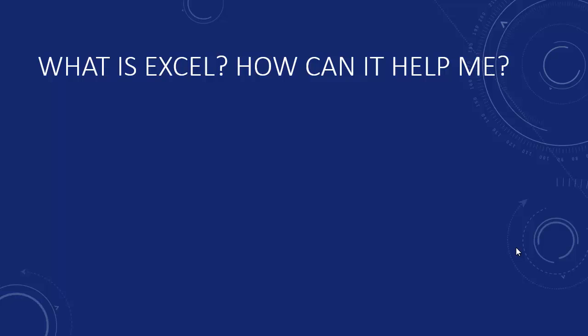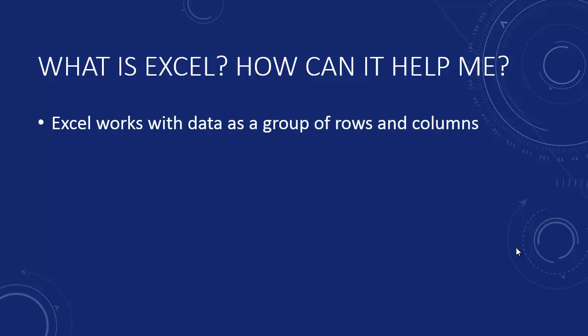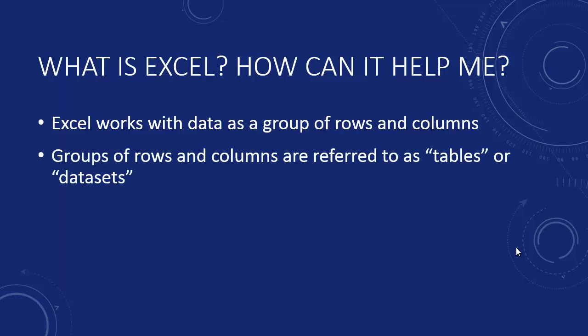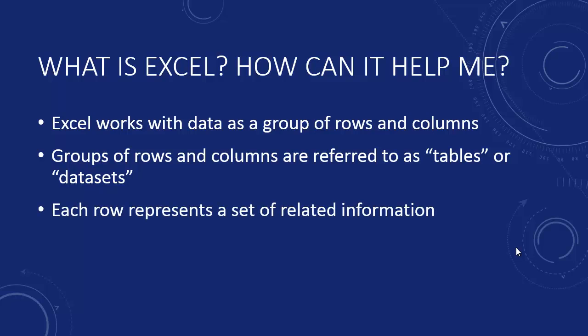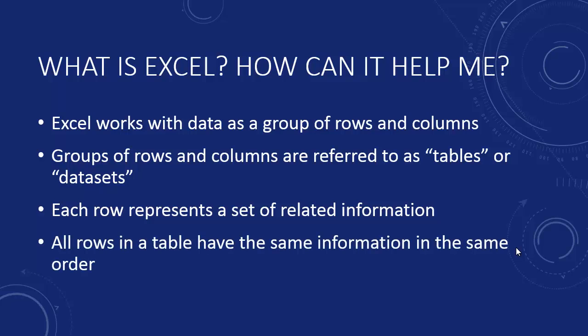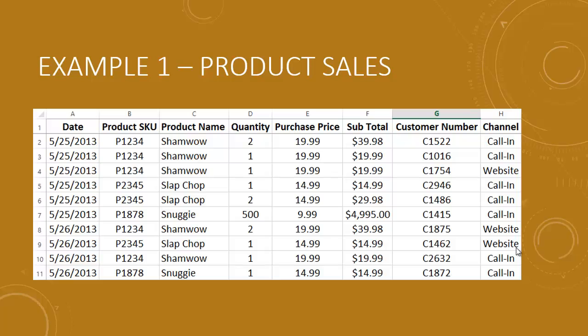Excel is a program for working with rows and columns of data, also known as tabular or tabulated data. Collectively, these rows and columns of data might be called a table or a data set. Each row represents a set of related information, and all the rows in a table will have the same structure. For example, in a data set that represents product purchases, each row would represent the purchase of a single type of item, and columns might represent things like price, quantity, purchase date, customer reference, and so on.